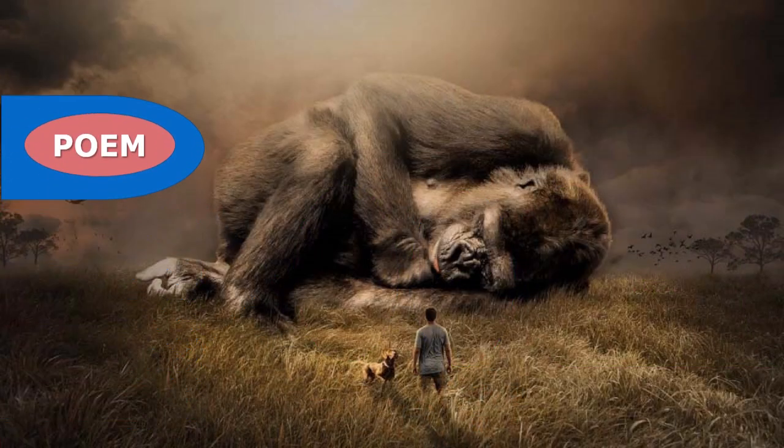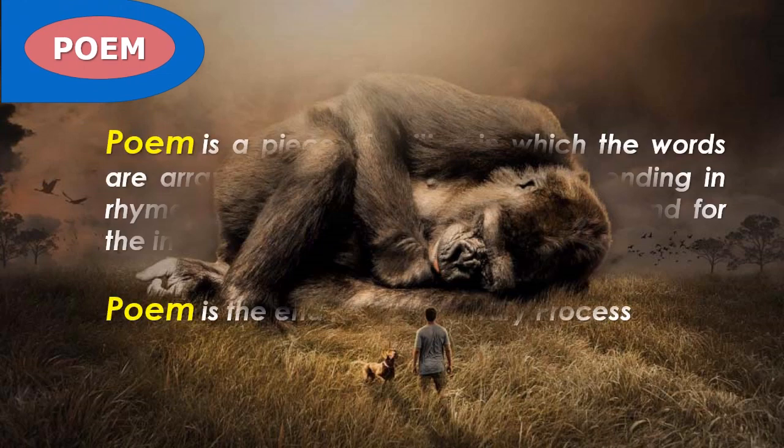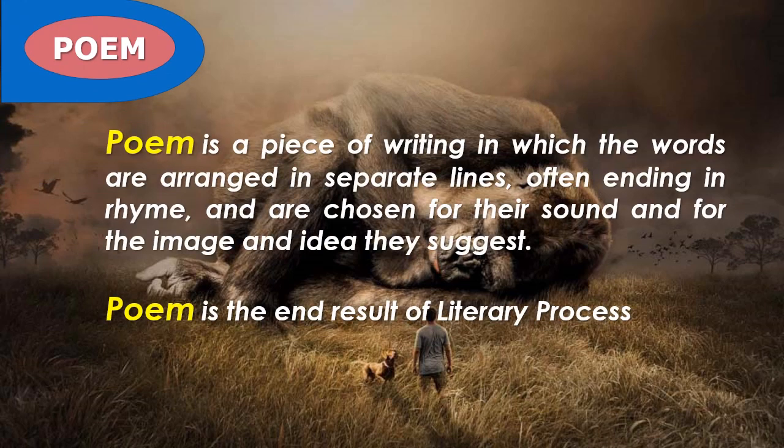What is actually a poem? A poem is a piece of writing in which the words are arranged in separate lines, often ending in rhyme, and are chosen for their sound and for the image and idea they suggest. Poem is the end result of the literary process.